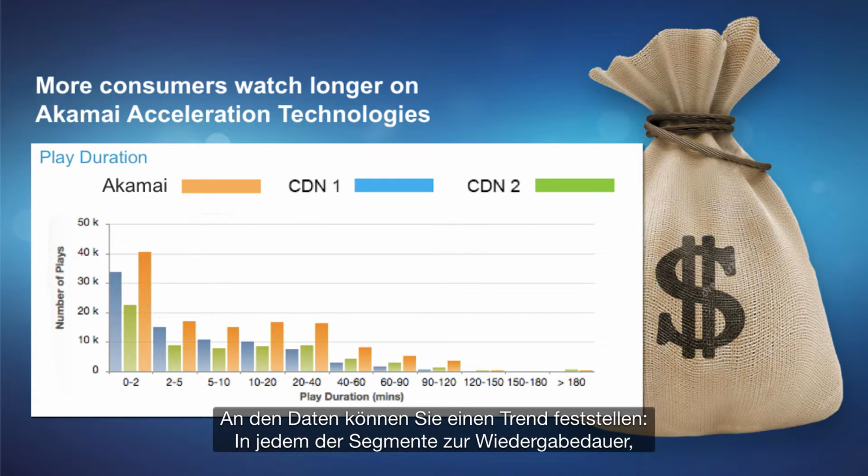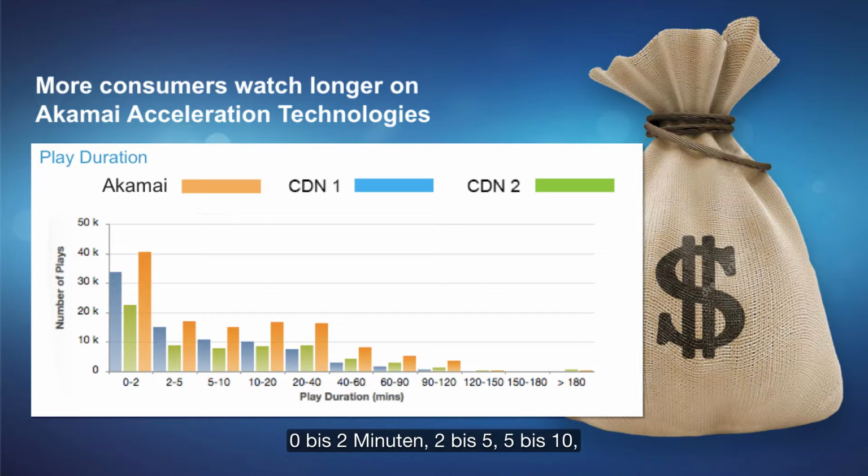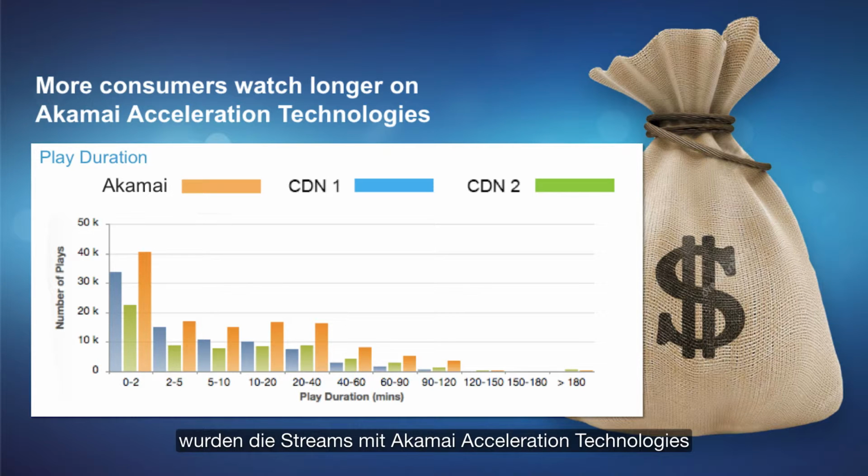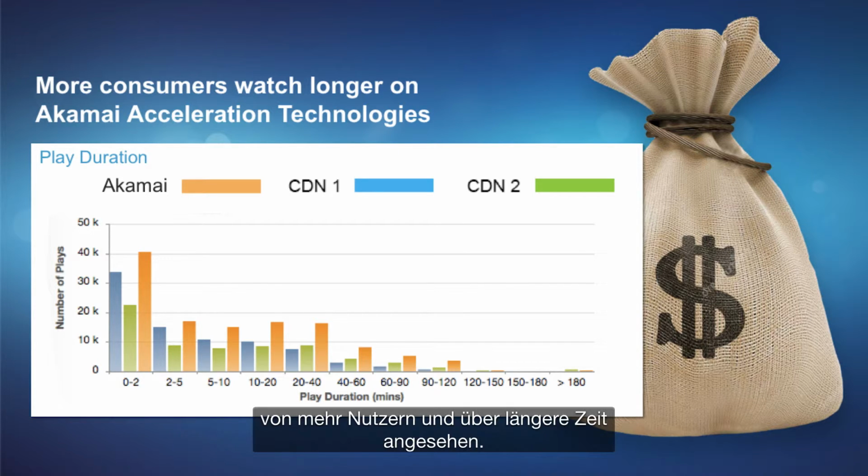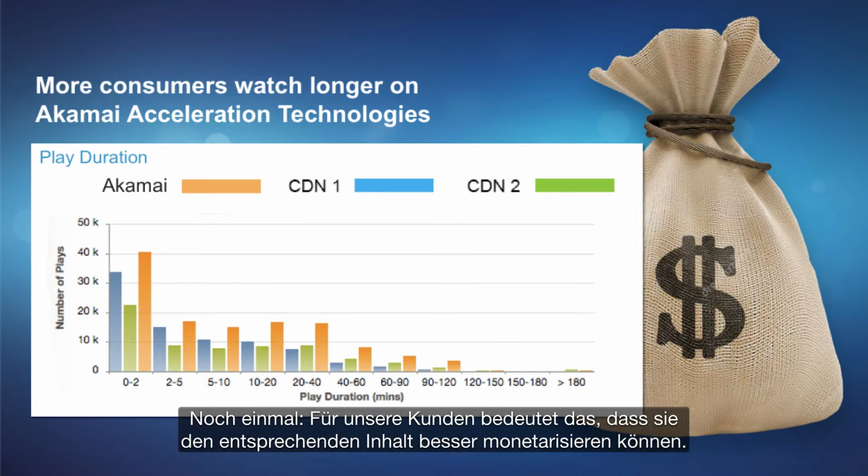And what you'll see as a trend is in each one of the play duration segments, 0 to 2 minutes, 2 to 5, 5 to 10, is that Akamai viewers on the acceleration technologies always had more viewers watching for longer in duration. And again, what that equates to is the ability for our customers to monetize that content more.